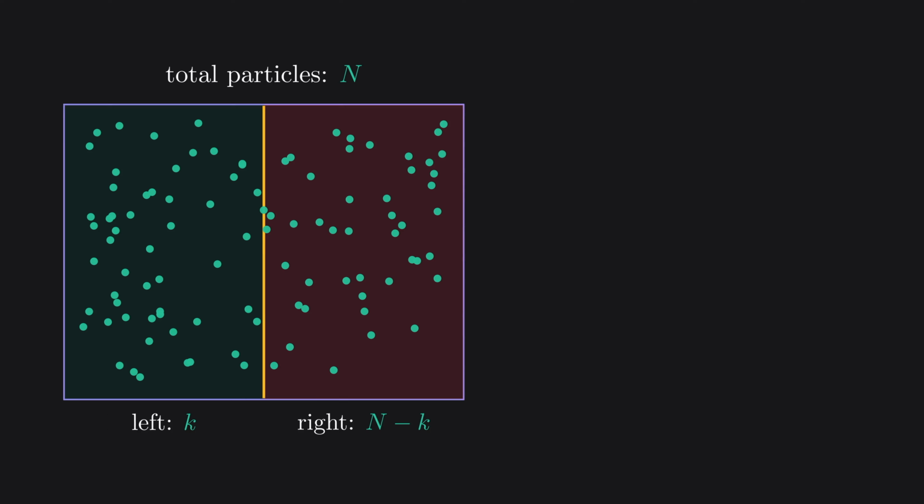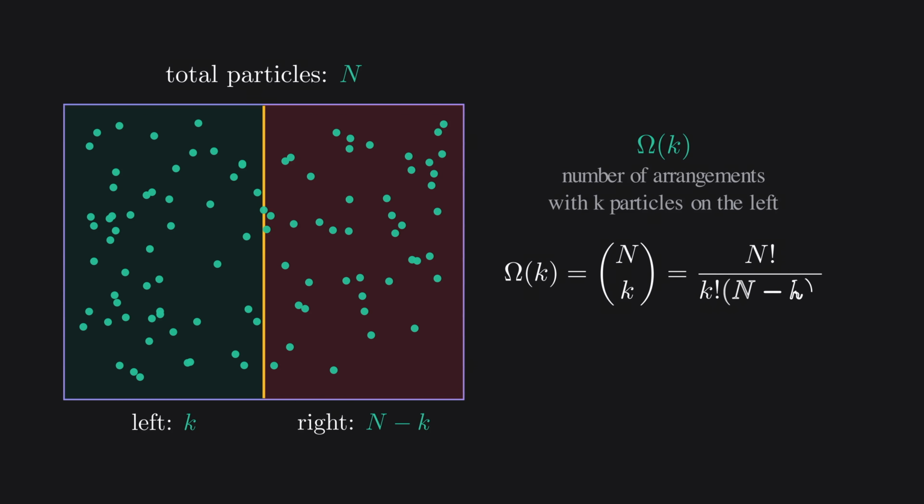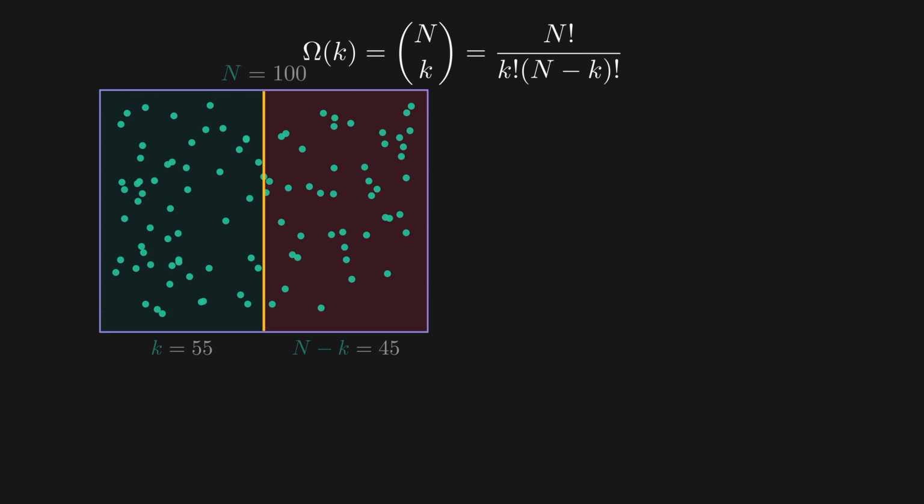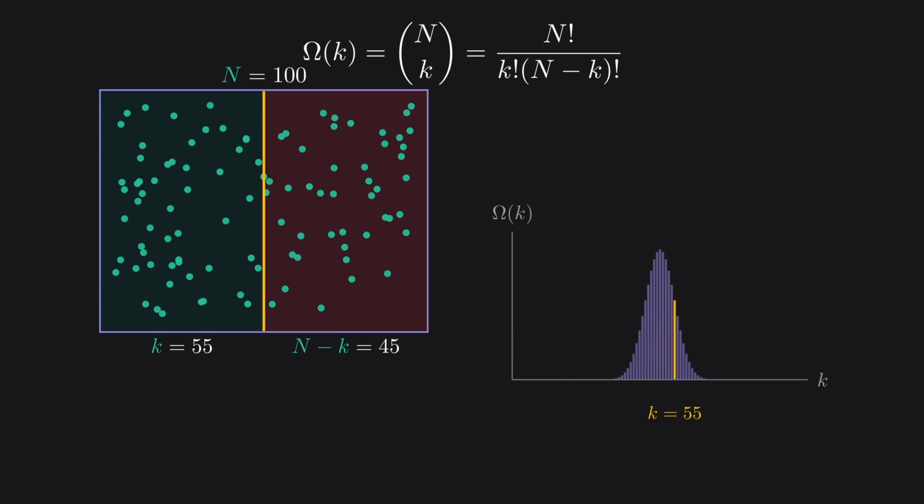This can be translated into equations. We define omega of k to be the number of possible arrangements with k particles on the left. That is given by n choose k, which can be expanded into a ratio involving factorials. In this example, there are 100 particles in total, with 55 particles on the left and 45 particles on the right. Omega of k can be represented with a histogram that describes the number of arrangements. The higher the bar, the more arrangements there are.